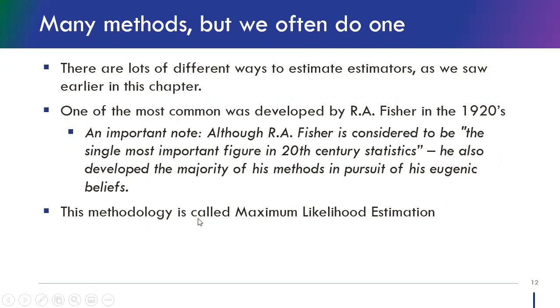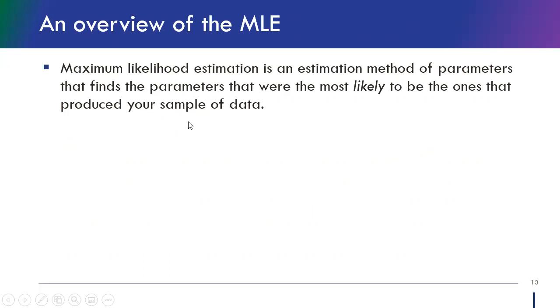And his methodology is called maximum likelihood estimation. This is what we're going to talk about for this method of estimation. For short, we use MLE for maximum likelihood estimation. It's a method that finds the parameter that was most likely to be the one that produced your sample of data. So maximum likelihood, just like it sounds, we find the most likely one as your estimate.